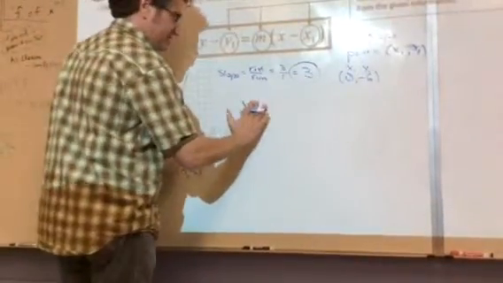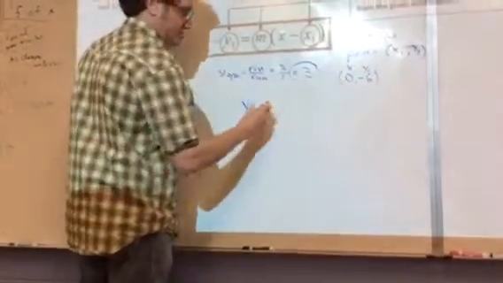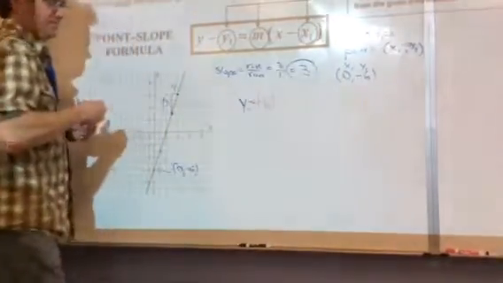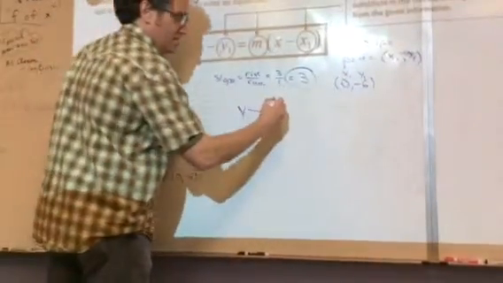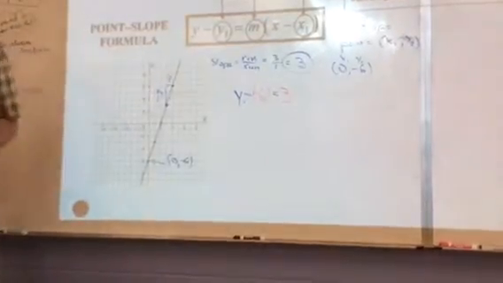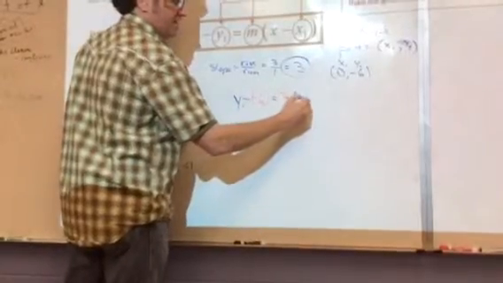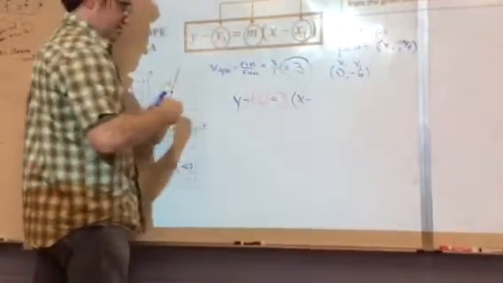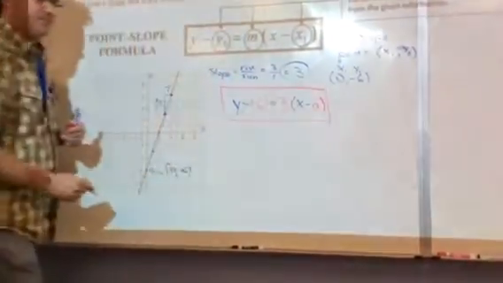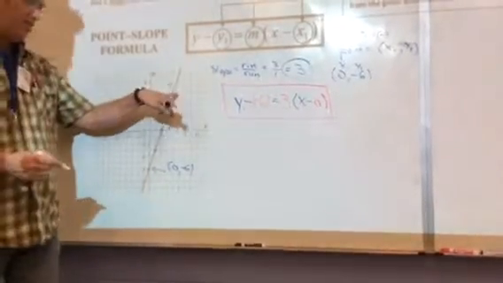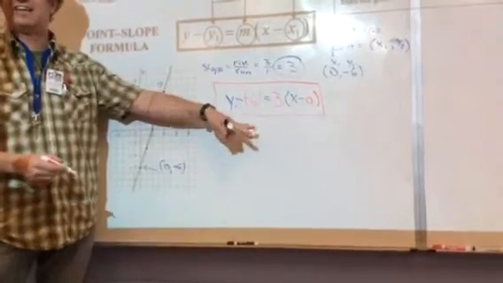Y minus, what's the y value of the point we chose? -6 equals the slope. What's the slope? 3. And then this is going to be times the x term, which is going to be x minus, what's the x term? 0. And that is the line in point slope form. And with this, even if we chose different points, if you put this into slope intercept form, it'll all come out to be exactly the same.